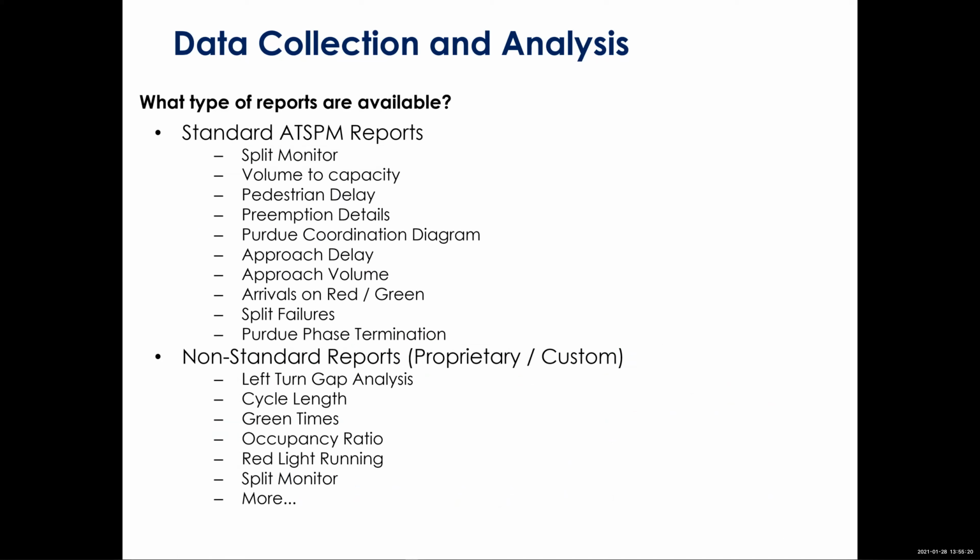Some of the reports you're going to get from any ATSPM application are, of course, split monitor, volume to capacity, pedestrian delays. You can read the list yourself, but these are the standard reports that all SPM software can provide you. But a lot of proprietary custom software goes into extra reports. Some of the ones that we use are left turn gap analysis, cycle length analysis, green times. We run an occupancy ratio report, red light running, split monitor. We actually have about 23 different reports that we could bring up at any time for any intersection.